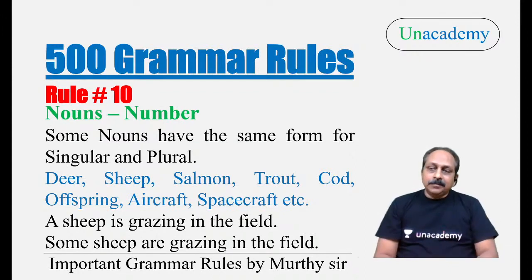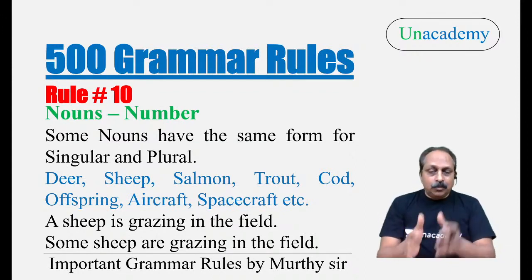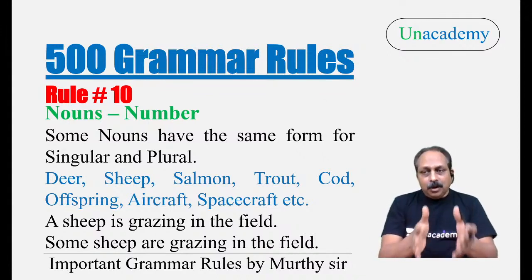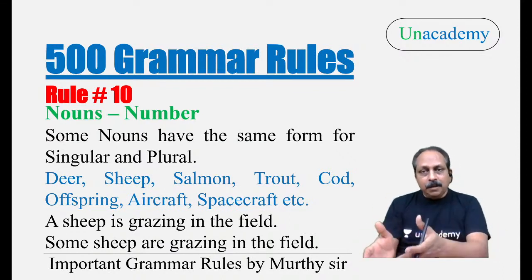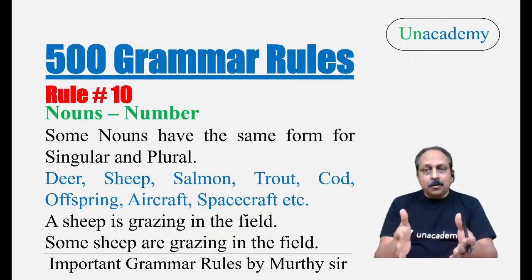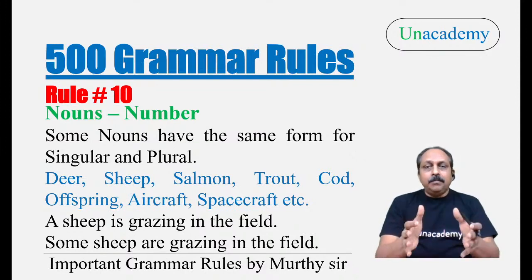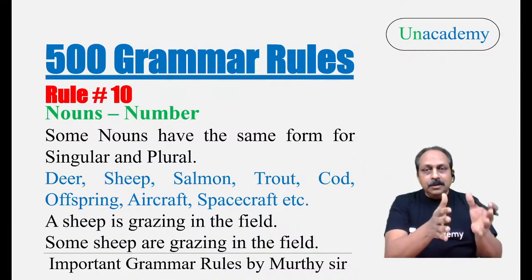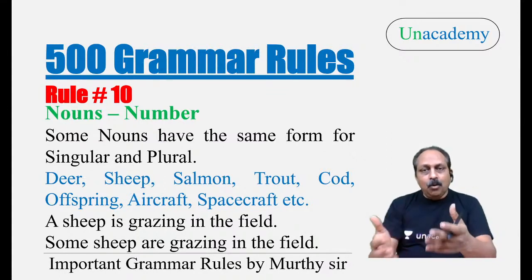Rule number 10. Today and tomorrow, tomorrow also we have a session at 7:30, I'm going to teach 6 rules that go with number. What is number? When we talk about nouns, you must be knowing nouns can be singular, nouns can be plural. Number answers the question, how many? Thank you, Prithvi Raja. And we have two types of number, singular and plural. Singular, you all know, is one; plural is more than one.